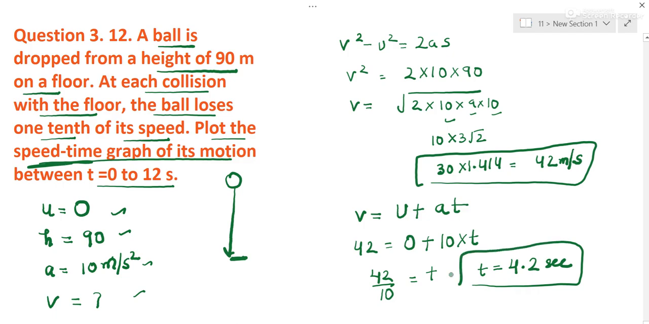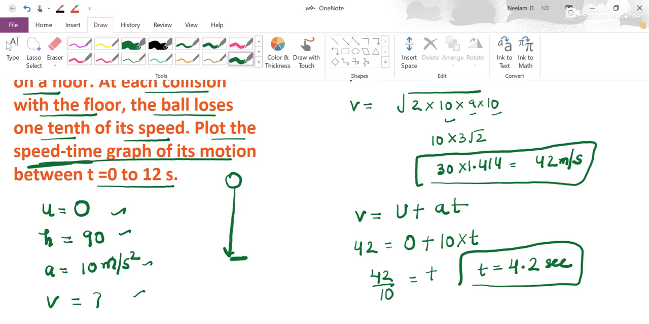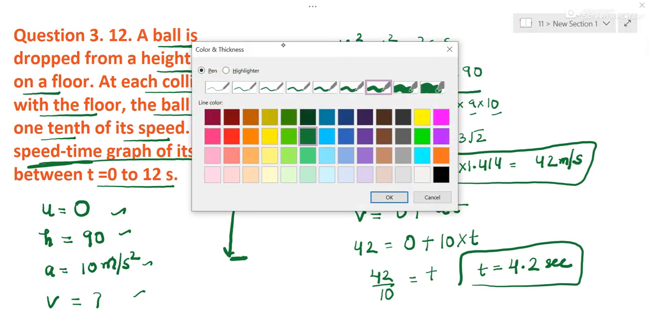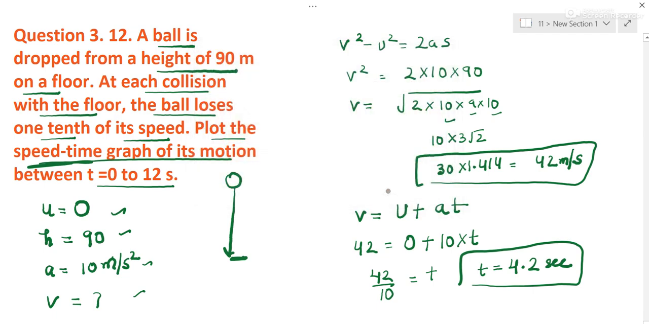Now the ball will jump back, it rebounds. So we will talk about those things now. We have to collect so many velocities and times so that we can plot a graph. So this is one velocity. The initial velocity was 0. Now this is the velocity on hitting the ground, and this is the time taken. So this is one reading.